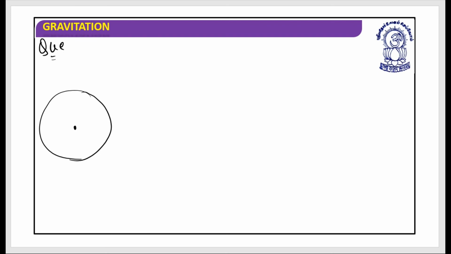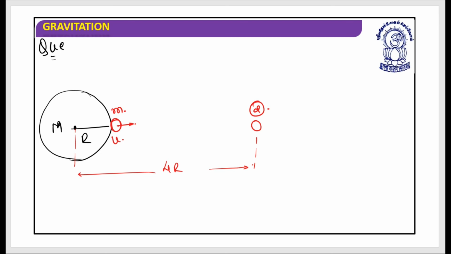Let's suppose this is one of the planets. Mass is m, radius is r. One of the objects is thrown in this direction with speed u, and when it reaches here, this is 4r, 4 times the radius of this planet. Let's say this is location 2, this is location 1.